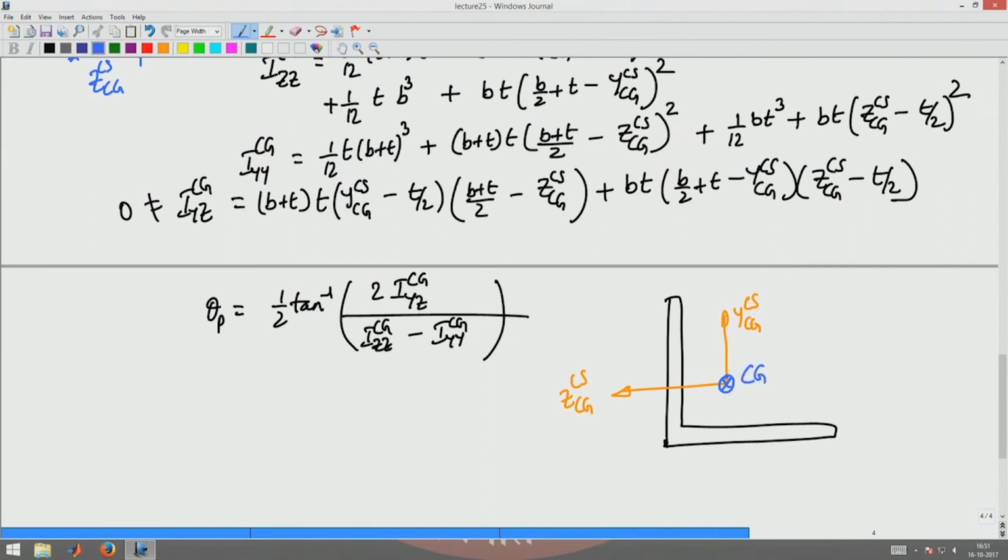Now, the principal axis is oriented at an angle theta p given by that, which is a clockwise rotation. So, for the principal axis, this is u CG, this will be v CG cross section. This angle would be theta p, and for this angle I u v would be 0, okay. So, for the equal angle, that is the orientation of the principal axis. Okay. Thank you.